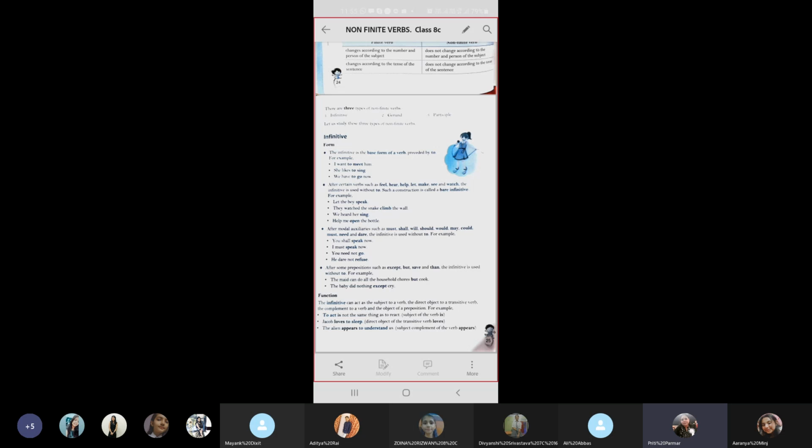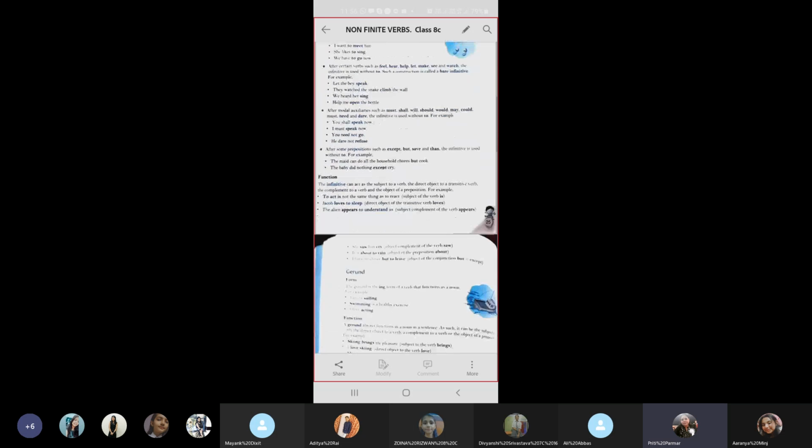For example, to act is not the same thing as to react. Now the subject of the verb is "to act". So here they are telling you that many a times the infinitive begins a sentence also. It acts as a subject. Jacob loves to sleep. Now here it is a direct object of the transitive verb loves. Jacob is the subject. Loves is a verb. Loves what? To sleep. So "to sleep" acts as an object to the verb loves. So this is what they have told here in functions.